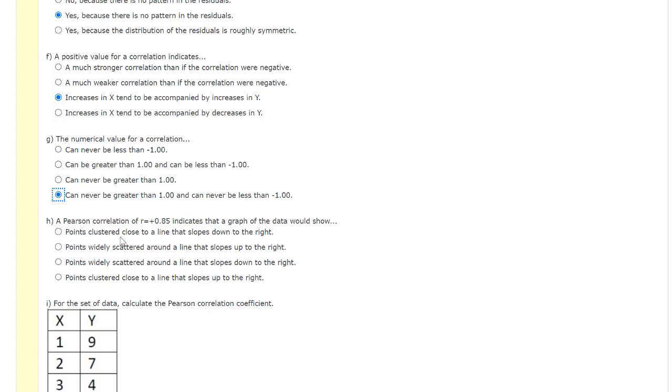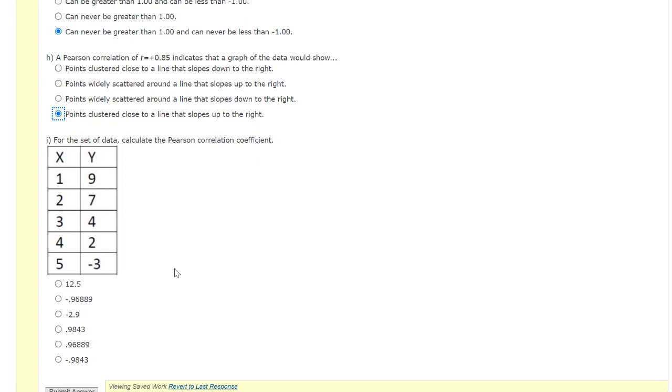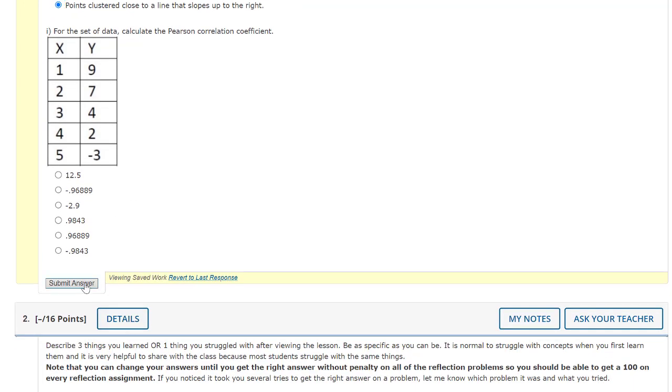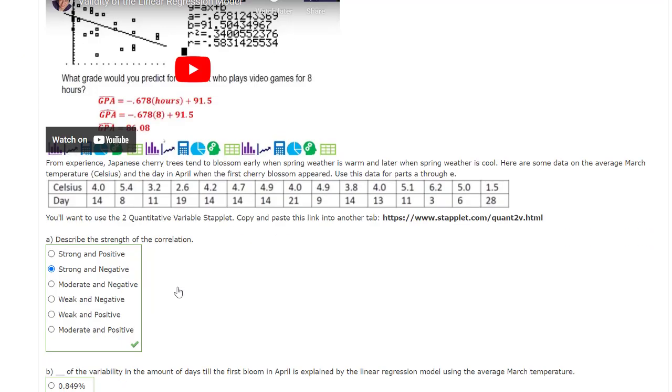A Pearson correlation of R is positive 0.85 indicates that the graph of the data would show the points are going to be kind of close around the line, so it's not widely scattered, and it's a positive slope. So that's what we're going to say here. And then finally here we have one more practice. So let me go ahead and submit these other two, and we'll do this last extra where I'm going to have to do a stafflet again. Let's see, do we have them all? Yes, they are all correct.